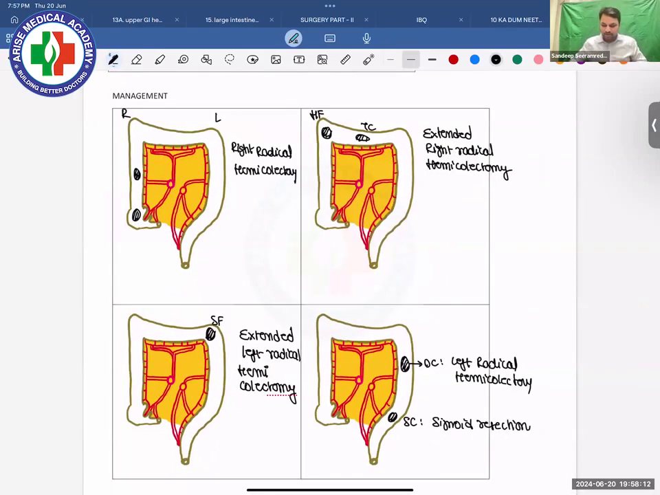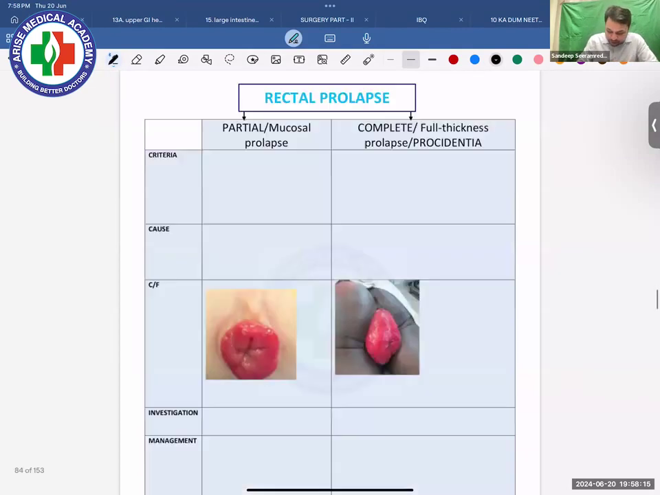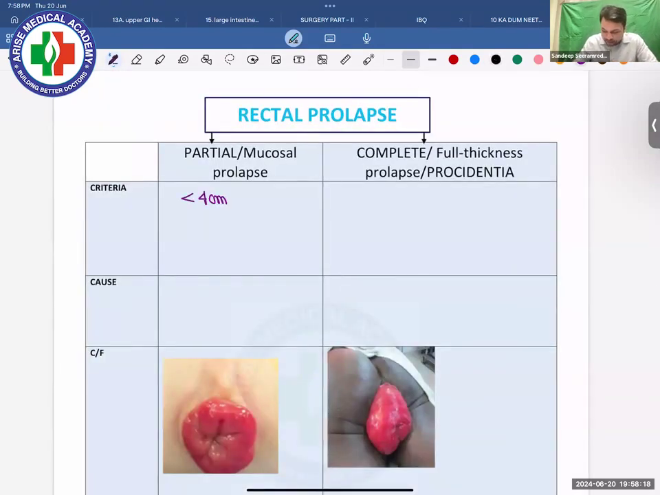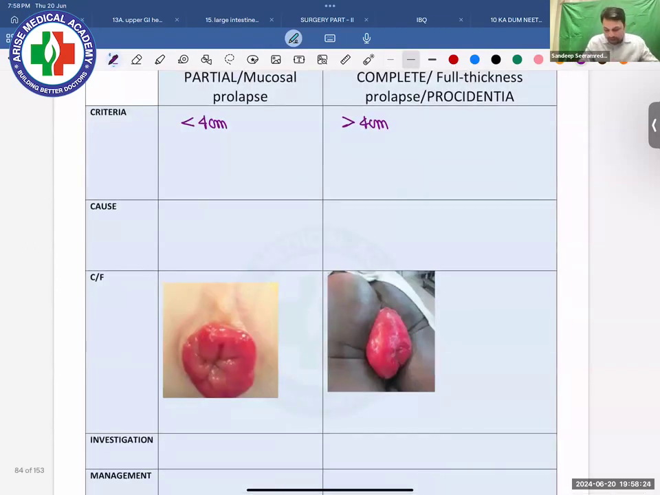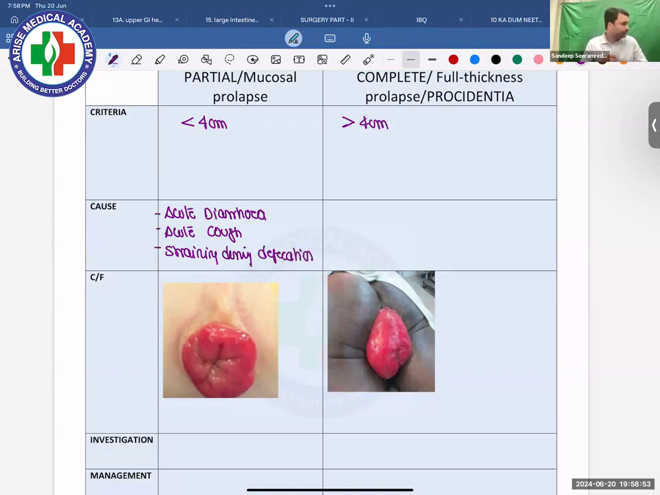Now, in terms of rectal prolapse, remember the criteria. For a partial prolapse, the length of the prolapsing segment is less than 4 centimeters, for complete it is more than 4 centimeters. That is the only criteria to remember. The cause here is going to be an acute attack of diarrhea, an acute attack of cough, and straining during defecation, right?